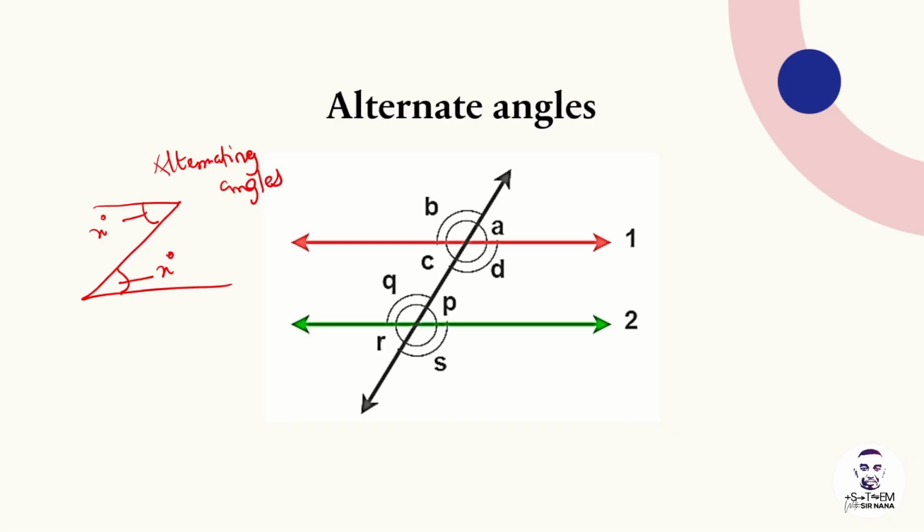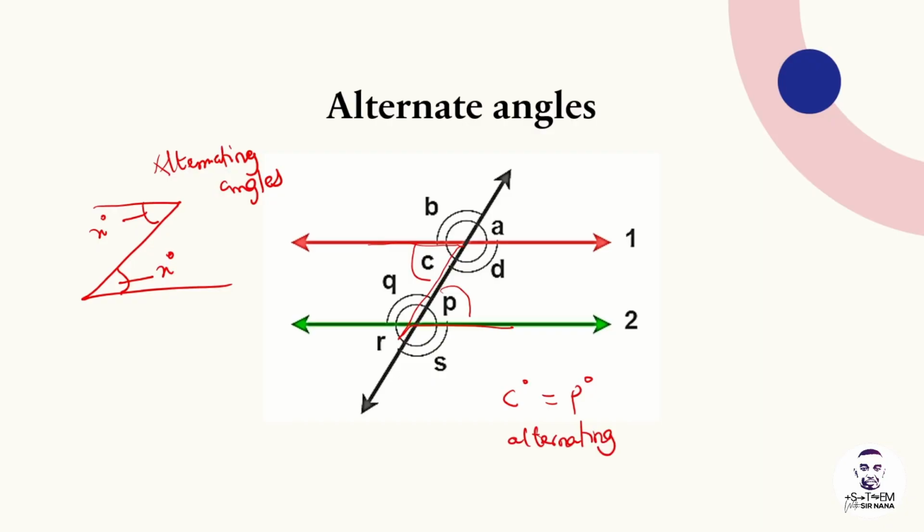So let's consider this. We can see that there is a Z formed here. When we see this, we see a Z formed here. So the angle here and the angle here are equal. So C is equal to P, right? And we see that they are alternating.